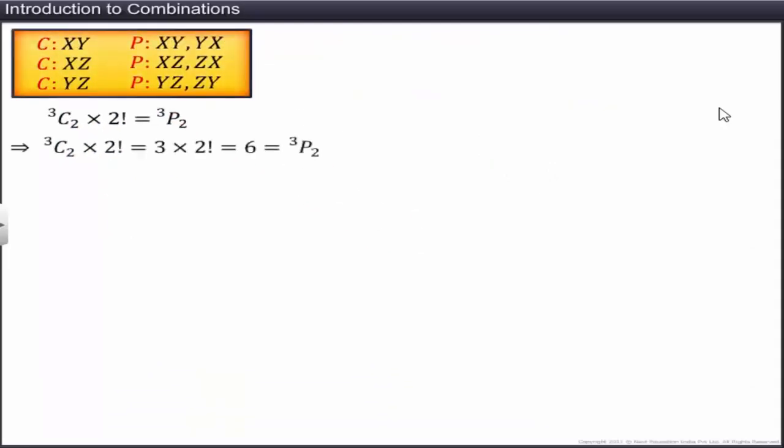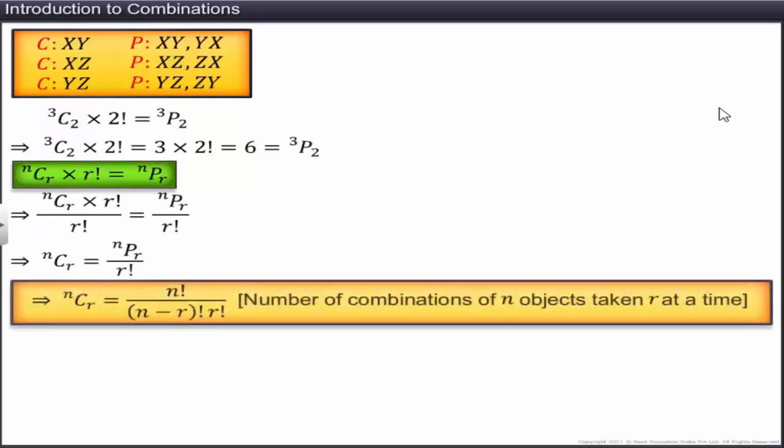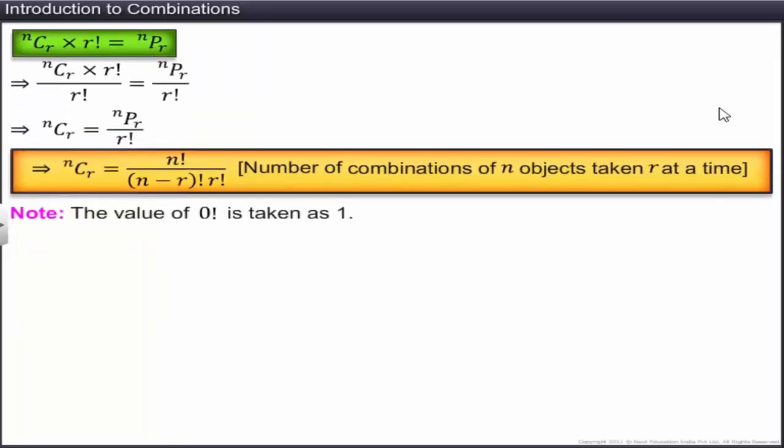To verify this, let's substitute the values of 3C2 and 3P2 in the relation. We can generalize the relation for any number of objects. The number of combinations of n objects taken r at a time multiplied by r factorial is equal to the number of permutations of n objects taken r at a time. Let's divide both the sides of the relation by r factorial. Substituting the formula of nPr, we get nCr as shown. Please remember that the value of 0 factorial is always taken as 1.